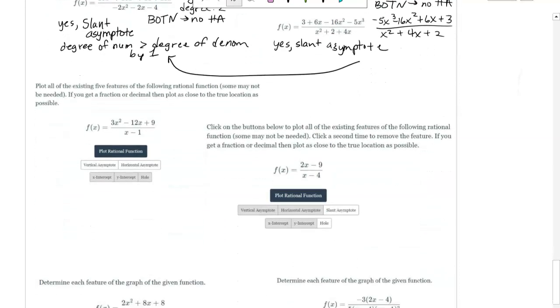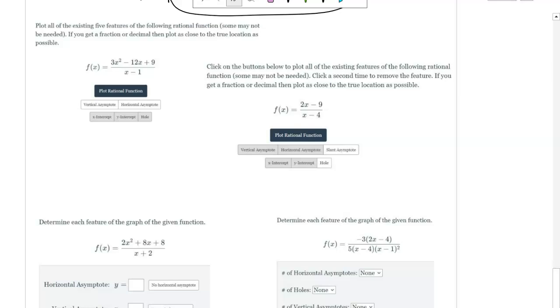Okay, now what we're going to practice doing, and this would involve an actual graph on Delta Math, but I don't have that part on here, but what we really need is just to identify these attributes if they exist, and that's going to allow you to plot those and move those around so that you can actually get your graph of your rational functions. So it says plot all of the existing 5 features.